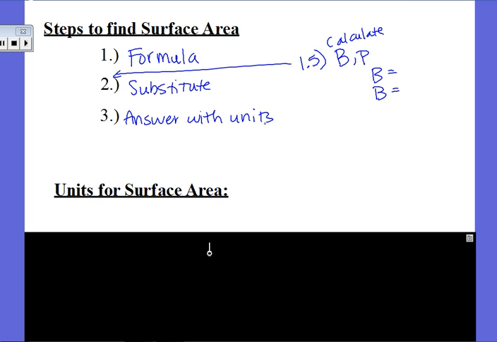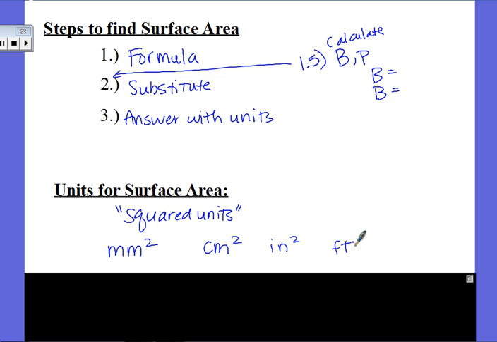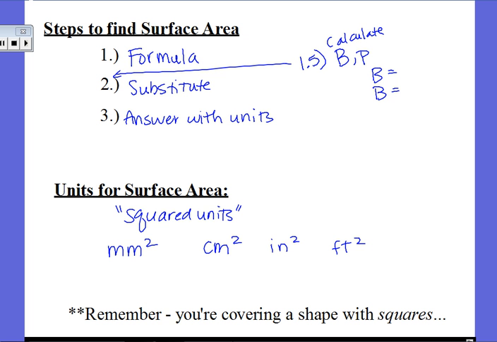Speaking of units, when we're doing units for surface area, we're always doing squared units, and that's how we say them. Some examples would be squared millimeters, squared centimeters, squared inches, squared feet, and so on and so forth. Remember, when we're talking about this, we are covering a shape with squares, which is why we have squared units. So write down that remember piece: we're covering a shape with squares.